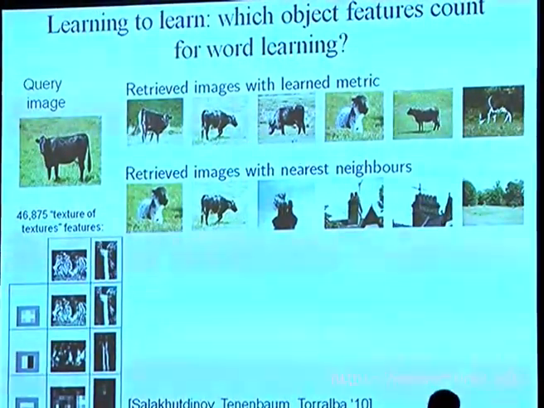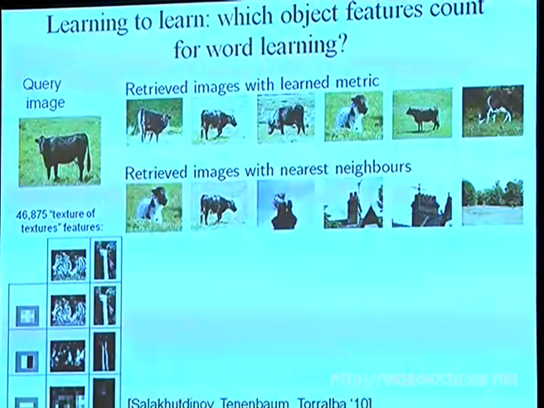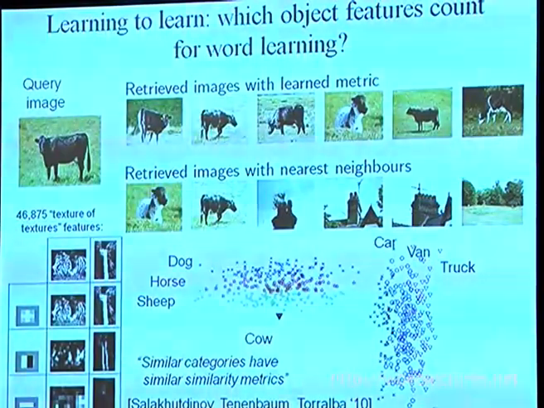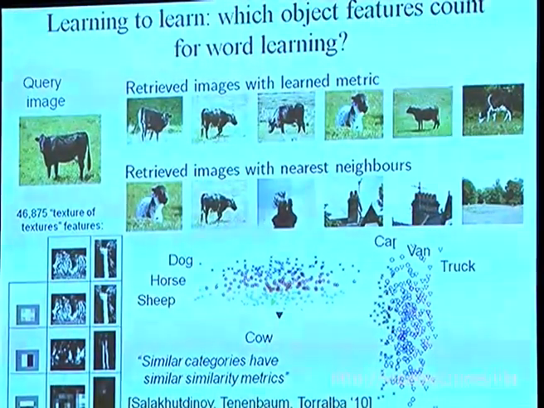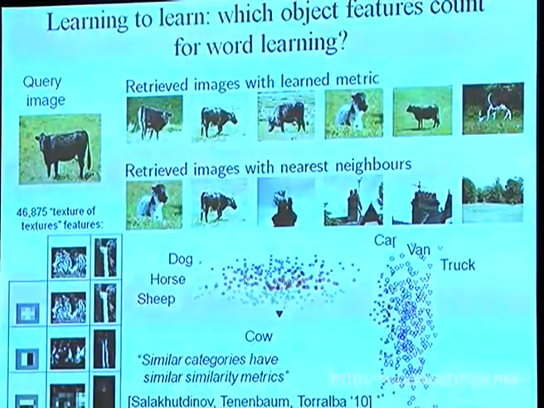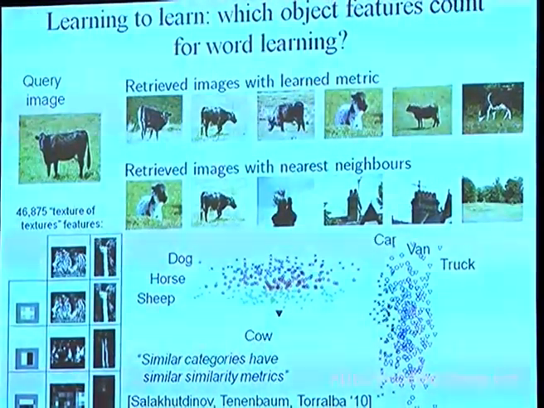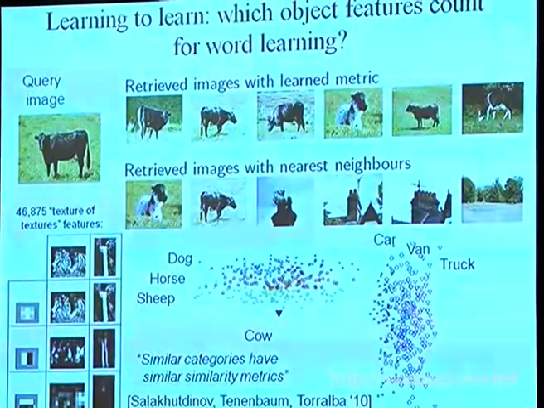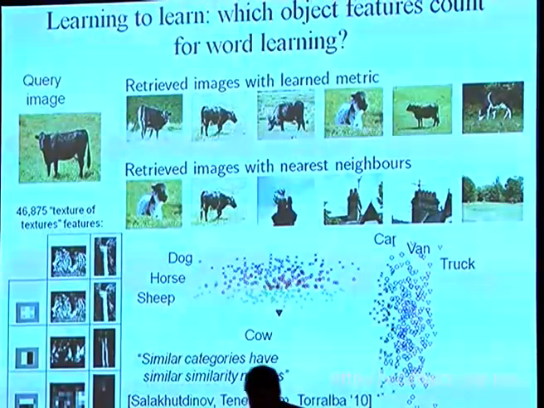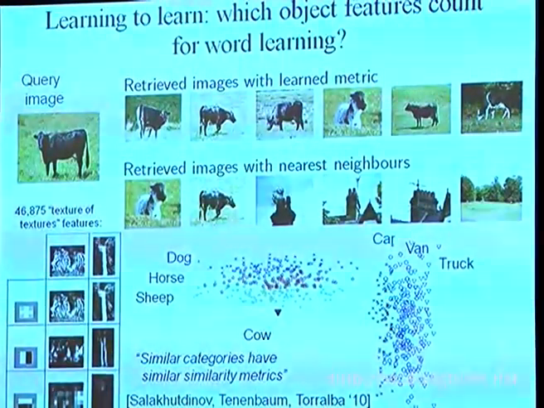So we've been taking a hierarchical non-parametric Bayes approach to this, which we can illustrate like this. You could say the intuition is summed up by this slogan: similar categories have similar similarity metrics. So let's say you've seen a bunch of dogs, horses, and sheep, and cars, vans, and trucks, various kinds of categories, but only one cow. Well, how do you know how to generalize cow? If you look at this, it looks like just straightforward Euclidean distance isn't the right thing, but rather you want to do something like this.